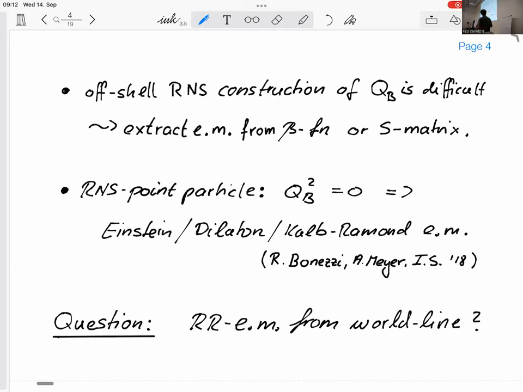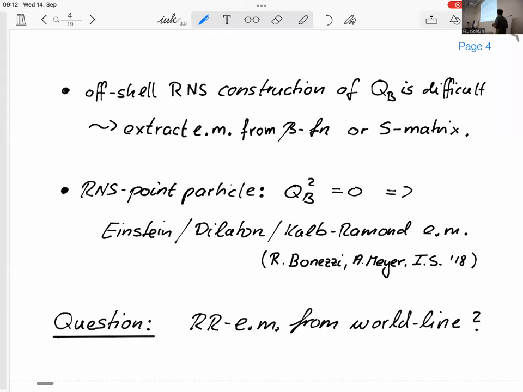That's one way. Or the other way is you compute S-matrix elements and you find an effective action which reproduces this S-matrix. And so that's the sort of textbook approach to finding equations of motion.